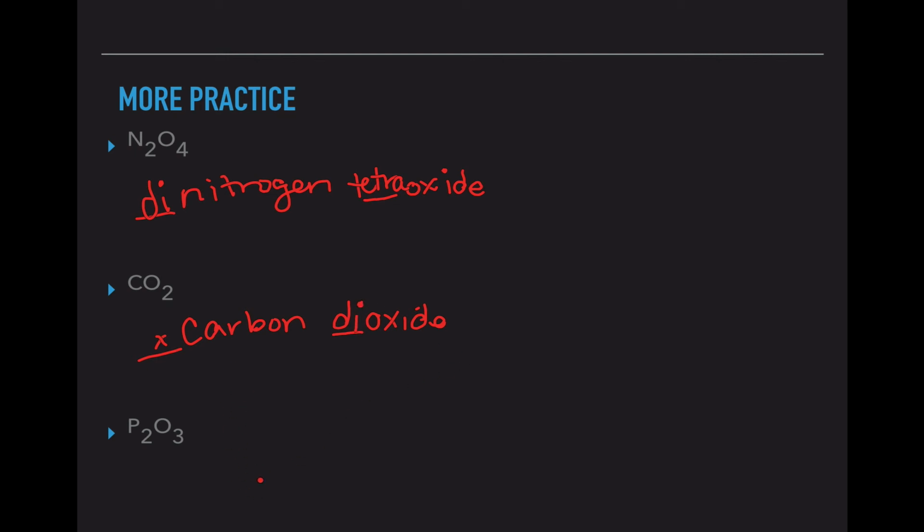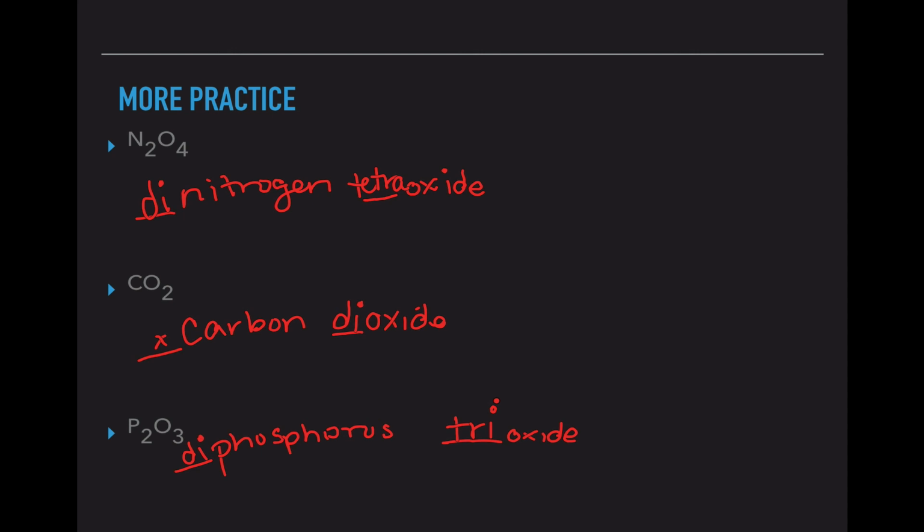Last example we're going to look at, P2O3, phosphorus and oxygen. The first word does not change. Phosphorus with a line out front. Second word, oxygen, the ending changes to IDE. So phosphorus has the number 2 next to it, so that gets the prefix of di. Oxygen has the number 3 next to it. That gets the prefix of tri.